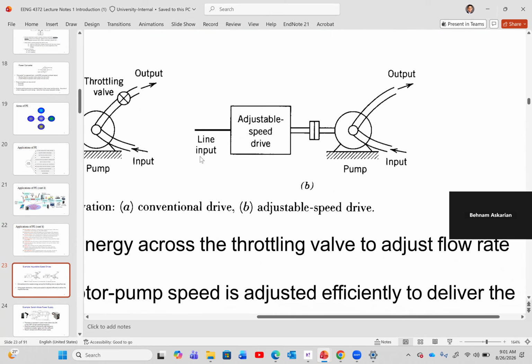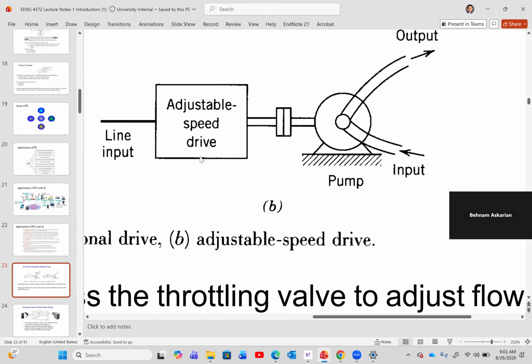Now, the newer way to do it is just to use the adjustable speed drive, which is a BLDC motor that you can control electronically. And instead of having 100% RPM, you could put it at 50%, 40%. And then you don't need the throttle valve, and you can just control it simply by changing a knob or even doing it automatically. It's like having a light dimmer, but on a motor, so you can control the output.